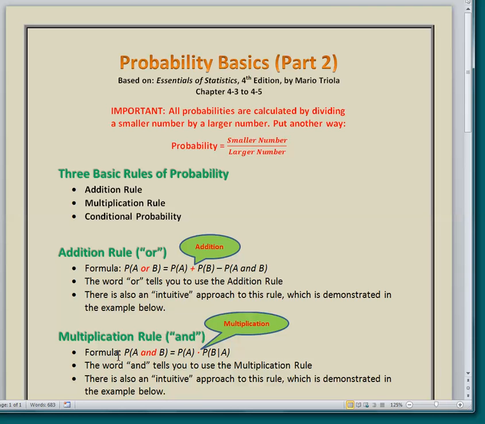But here's the formula for the multiplication rule. The probability of A and B equals the probability of A multiplied by, that's why it's called the multiplication rule, the probability of B given A. This line here means given. And we're going to talk a little bit more about that below as well. Notice here the second bullet: the word and tells you to use the multiplication rule. There is also an intuitive approach to this rule, which is also demonstrated in the example below.